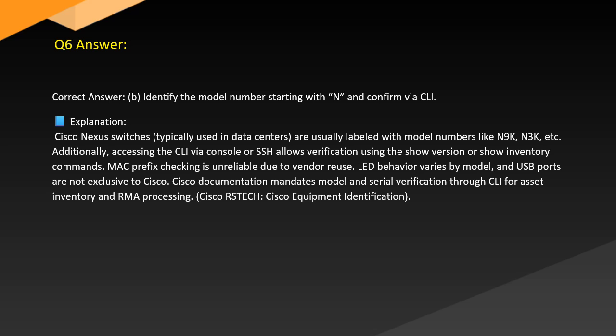Answer. Correct answer, B. Identify the model number starting with N and confirm via CLI. Blue book explanation. Cisco Nexus switches, typically used in data centers, are usually labeled with model numbers like N9K, etc. Additionally, accessing the CLI via console or SSH allows verification using the show version or show inventory commands.